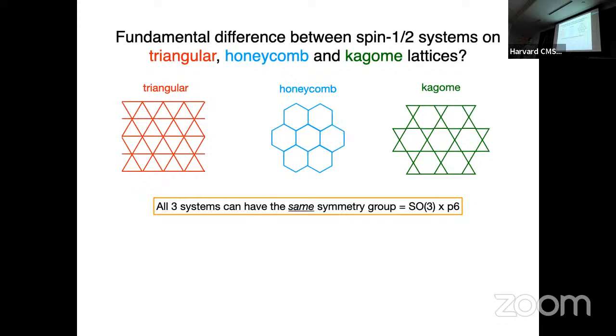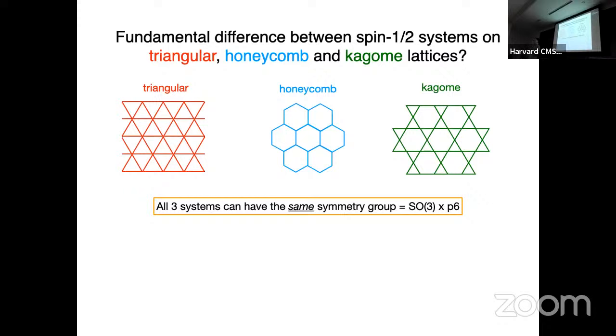To get started, let's look at these examples. I want to consider three classes of systems: spin one half system on triangular lattice, or honeycomb lattice, or Kagome lattice. I do not specify my Hamiltonian, but I do demand that any Hamiltonian satisfies those symmetries. By symmetry, I mean spin rotational symmetry, and also the lattice symmetry of these lattices. And it's a local Hamiltonian. So this is all my information about the Hamiltonian. I'm not assuming any further information.